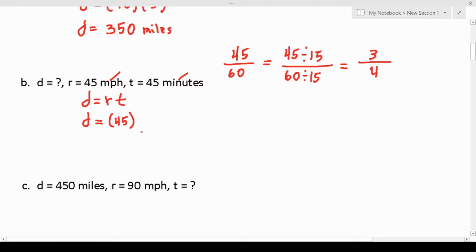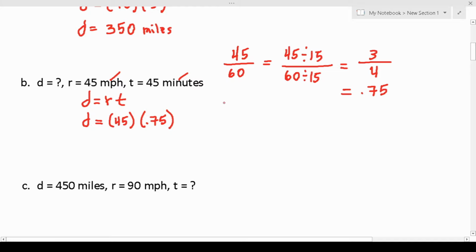Now, at this point, you have a choice. If you like working with fractions, you can plug in 3/4. That said, you should know that 3/4 is the same as 0.75. Okay? Personally, I like working with decimals, doing multiplication. So instead of writing 3/4, I'm going to write in 0.75. So in order to find the distance now, we can see we have to do multiplication of 45 times 0.75.